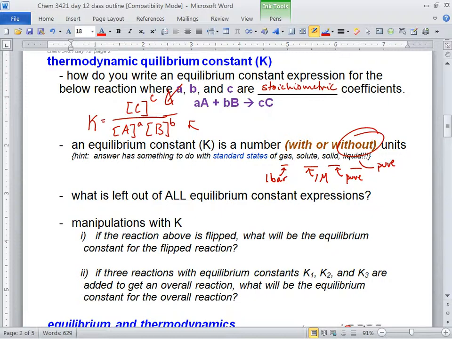If you have a solid in this equilibrium constant expression, or let's talk about a liquid instead. If you have a liquid, water. What is water's concentration? Pure water. Does it have a concentration?